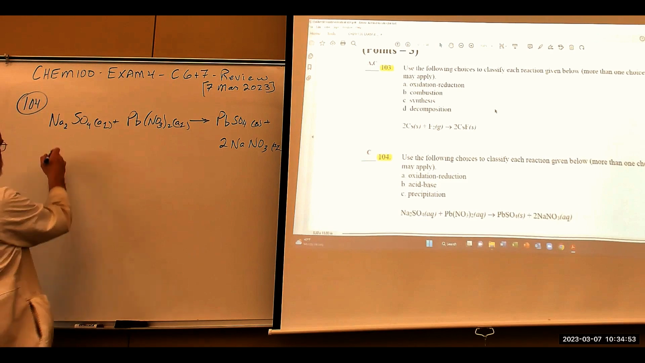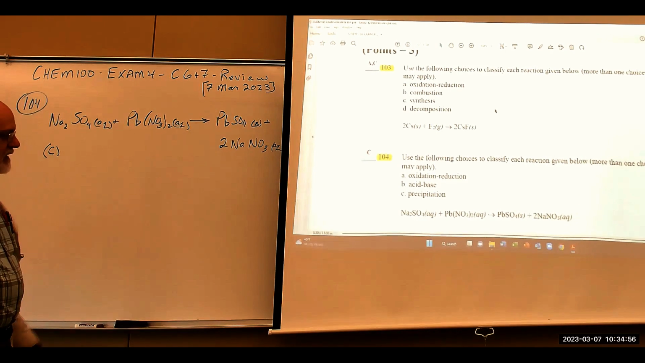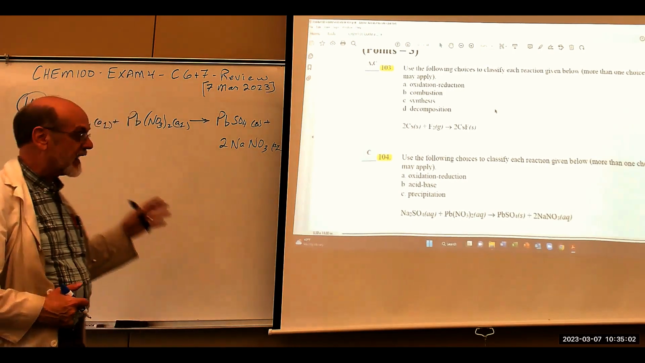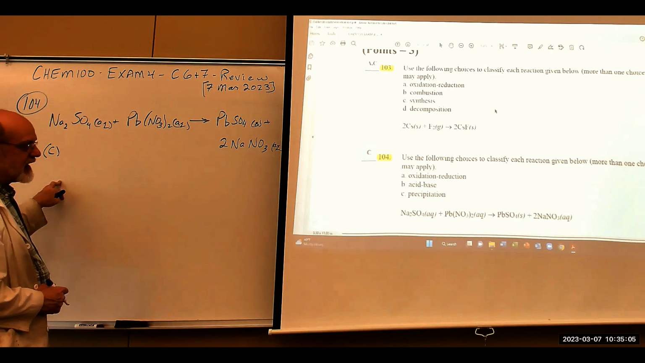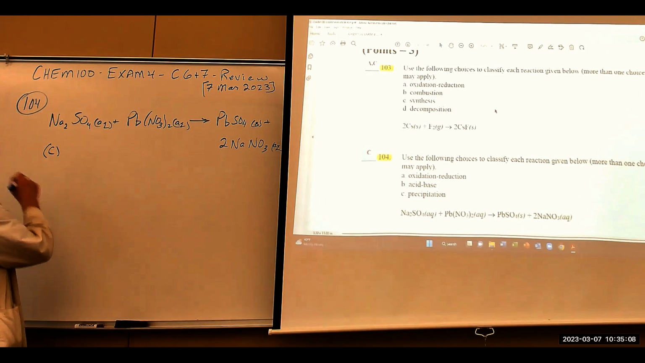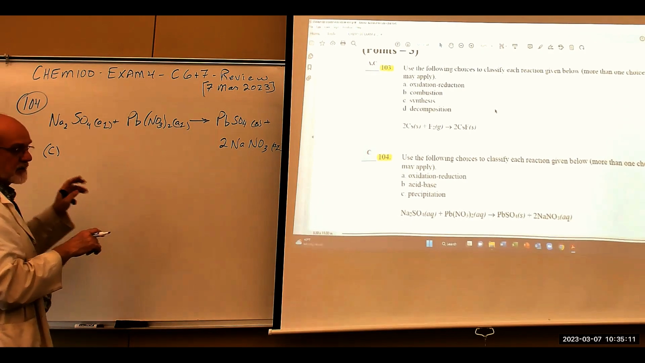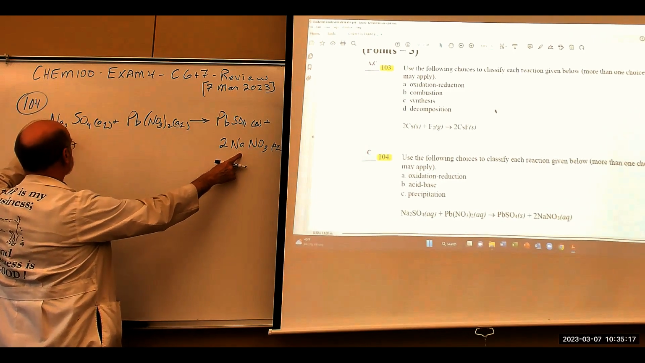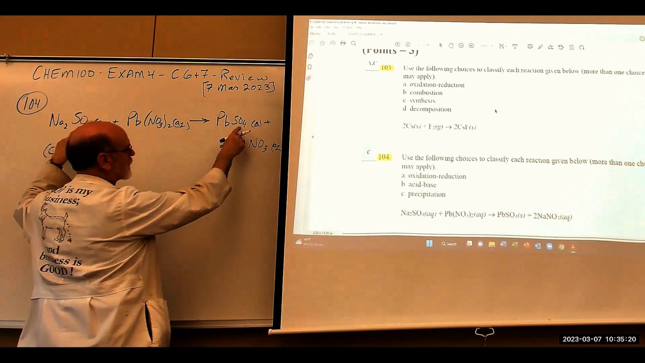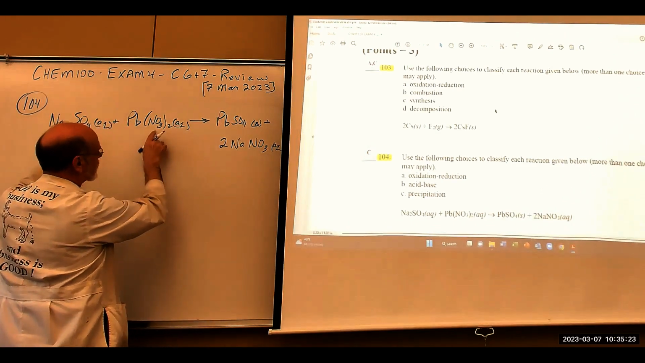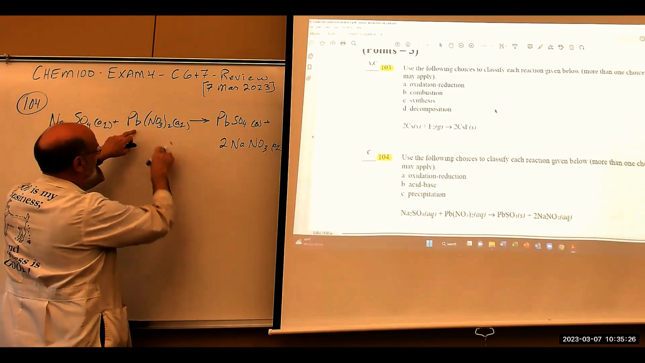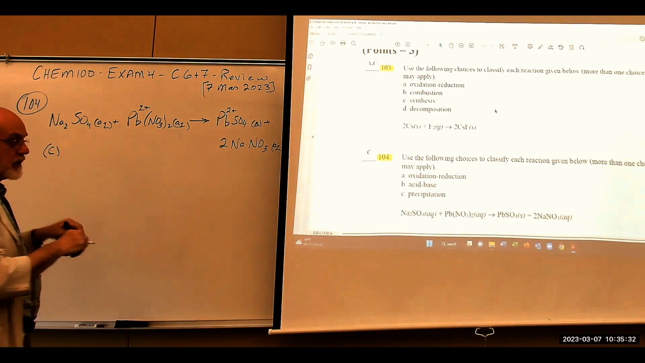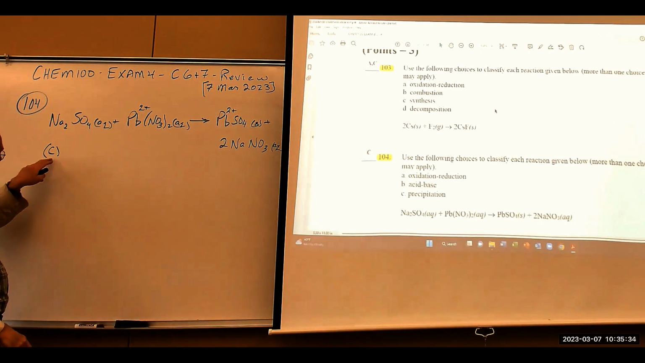All right, so C is a possibility. How about acid base? Neither one of those is an acid or a base, so it can't be B. How about A, oxidation reduction? Well, let's look at their oxidation states. Sodium is a +1 here and +1 there, nothing changed. Sulfate here is entire, sulfate there is entire, no change there. Nitrate's entire, nitrate's entire, no change there. This is a lead 2+, this is a lead 2+, right? So no oxidation reduction. The only one that fits is precipitation.